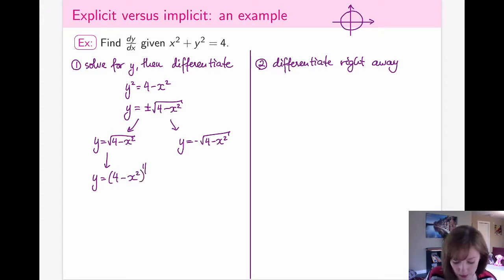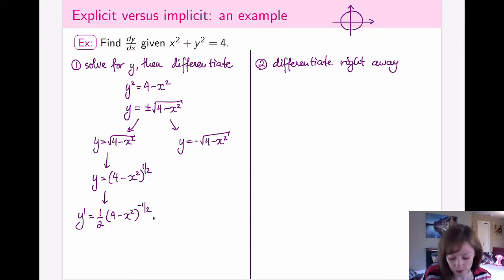But let me rewrite this as a power so I can clearly see what derivative rules to apply. So square root is a power of 1/2. So if I were to now take a derivative of this guy, the outside function is the power. So 1/2 comes down, 4 minus x squared. I subtract 1 from the power, I get negative 1/2, times the derivative of the inside.